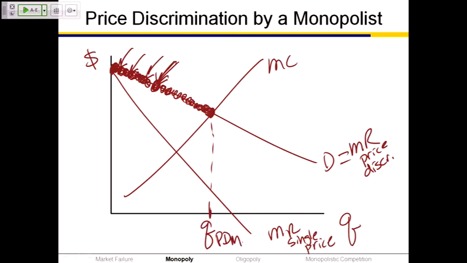What's the consumer surplus? How much consumer surplus is there with a perfectly price discriminating monopolist? Zero. The monopolist, if they can figure out what you're willing to pay, they'll suck all the consumer surplus right out of that market and capture all of that consumer surplus. They'll produce a higher quantity. There'll be no consumer surplus because everybody's paying the maximum they're willing to pay.